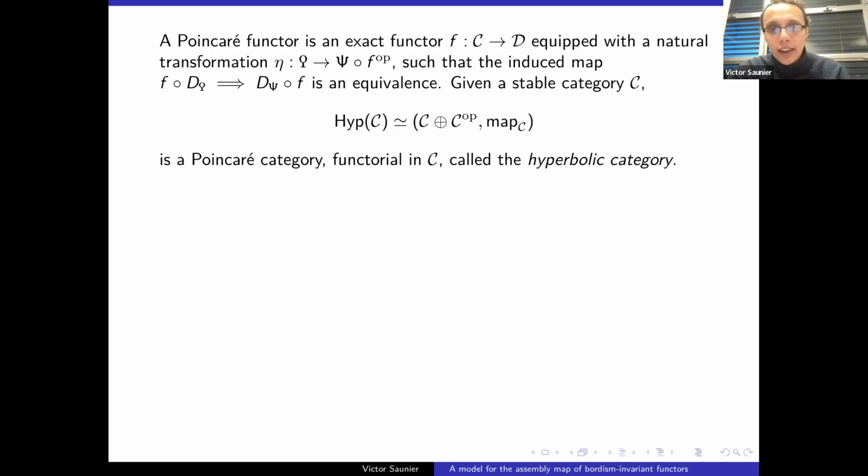What are examples of Poincare categories? Well, one of them that will be very interesting to us is this: if you start with a stable category, you can always promote it to a Poincare category. The way you do this is you go C plus C up. Now this is equivalent to C up plus C, and so this is essentially the duality. It's just flipped factors. And what I claim is that there is also a linear map and so on, and the pullback you get is precisely map C. This construction is called the hyperbolic category on C.